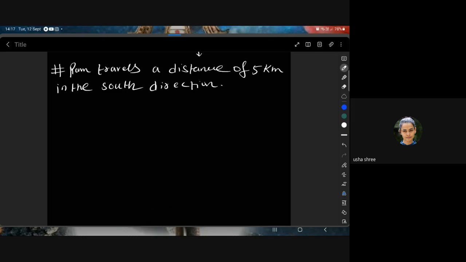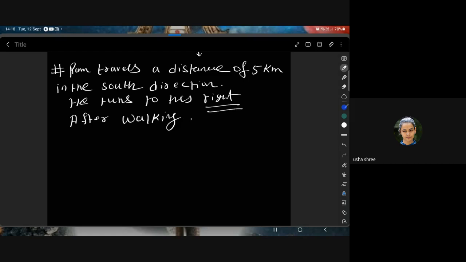Okay. He turns to his right. Next information: he turns to his right. Now he took a right turn. Now, after walking 3 kilometers, third information: after walking 3 kilometers, he turns to the left and walks 5 kilometers.